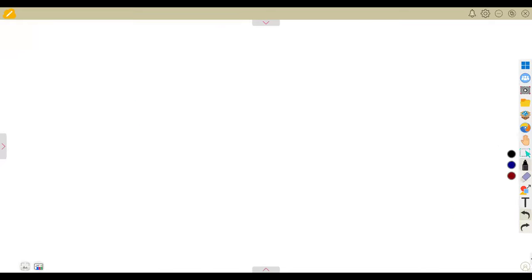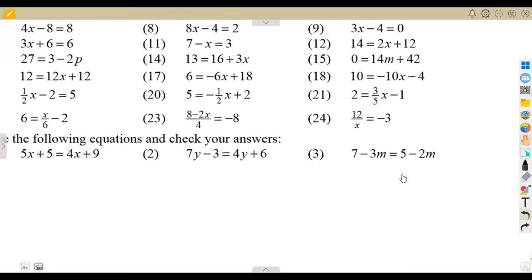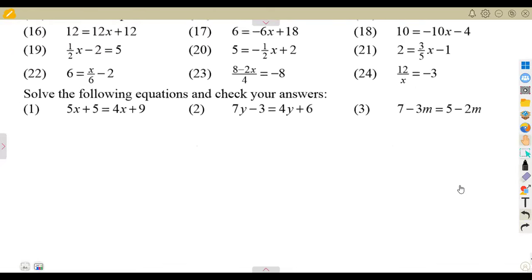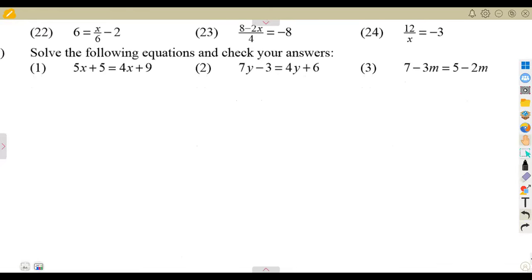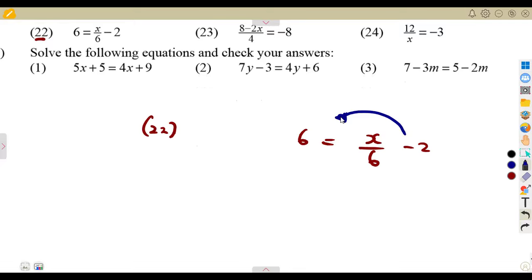So these are your typical questions that you're supposed to consider, which is a little bit different from the question that you might see on question number 22 there. On question number 22, we are given that 6 is equal to x over 6 minus 2. Yes, I can just transpose the constant, which is 2. It's not affecting this. So I transpose to the other side. It becomes a positive. 6 plus 2 is equal to x over 6.